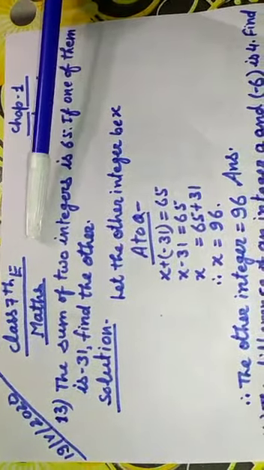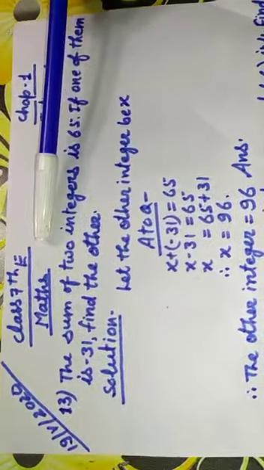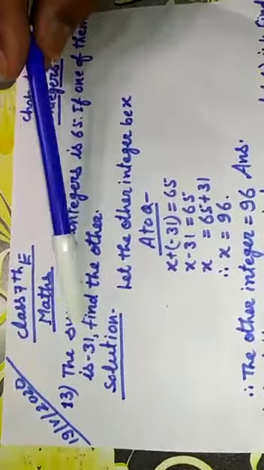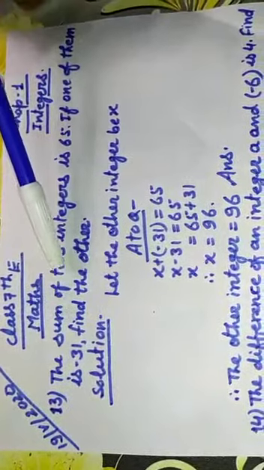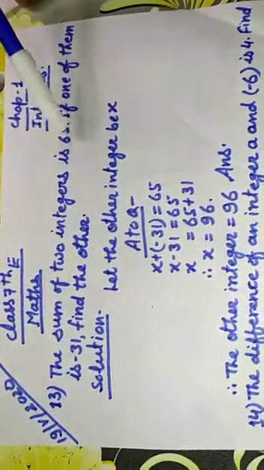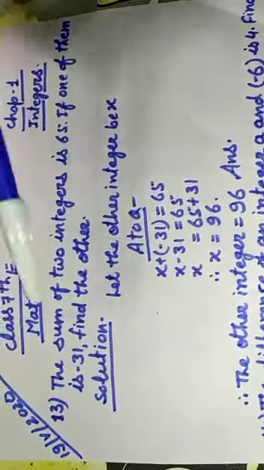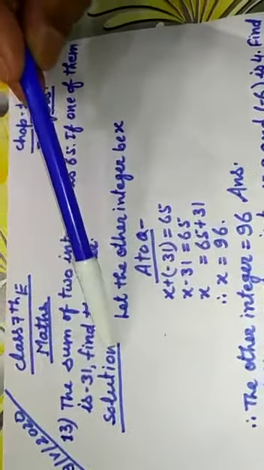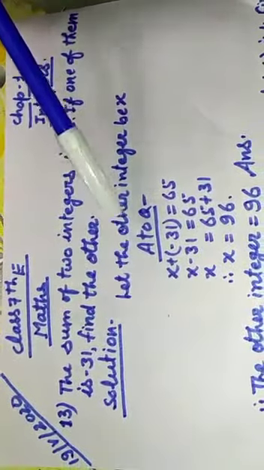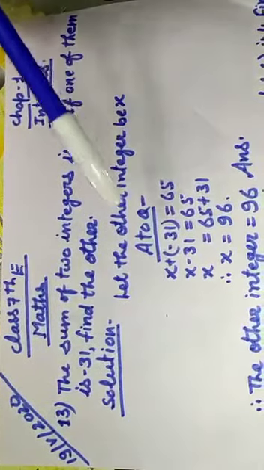On previous days we had solved the 12th sum. Today we will solve the 13th sum, which is: the sum of two integers is 65. If one of them is minus 31, find the other. Solution is here. Let the other integer be x.